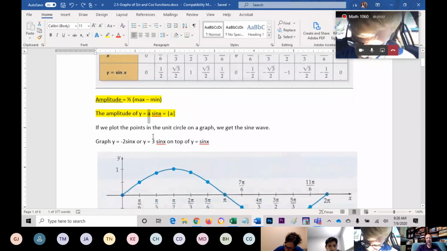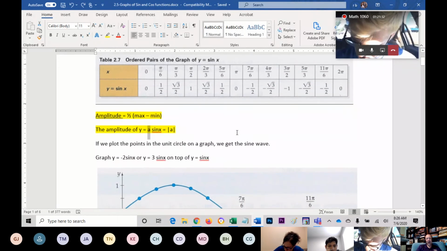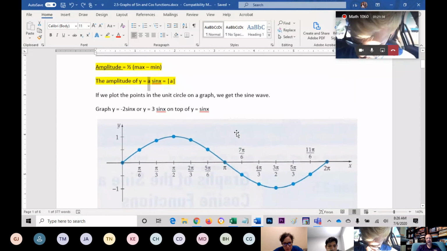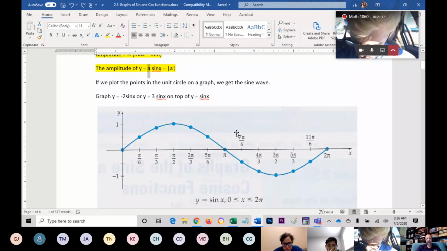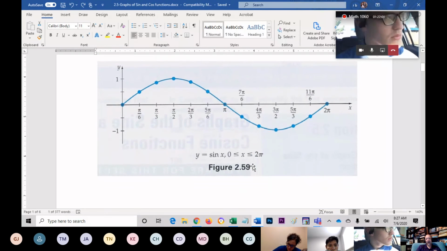So the idea is if we were to plot the points that I've got in this table on a graph, this is going to be the sine function, okay? So this is what we call a sine wave, okay? So the idea here is the amplitude is the amount you're going to go either higher or lower than the x-axis here. And so we can plot all of these points. So the easiest thing to do is to plot one period. Now, we talked last time. I'm going to come back to this graph in just a minute.